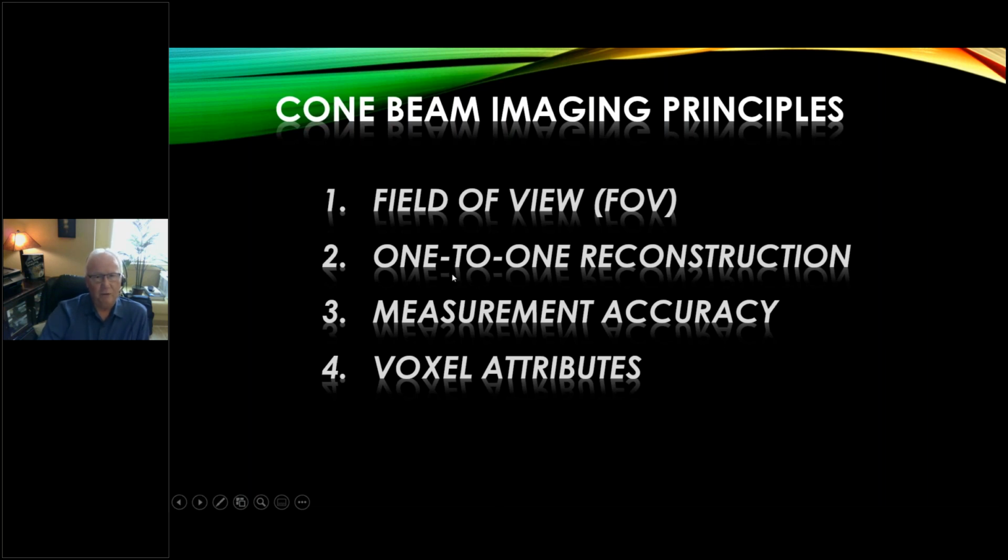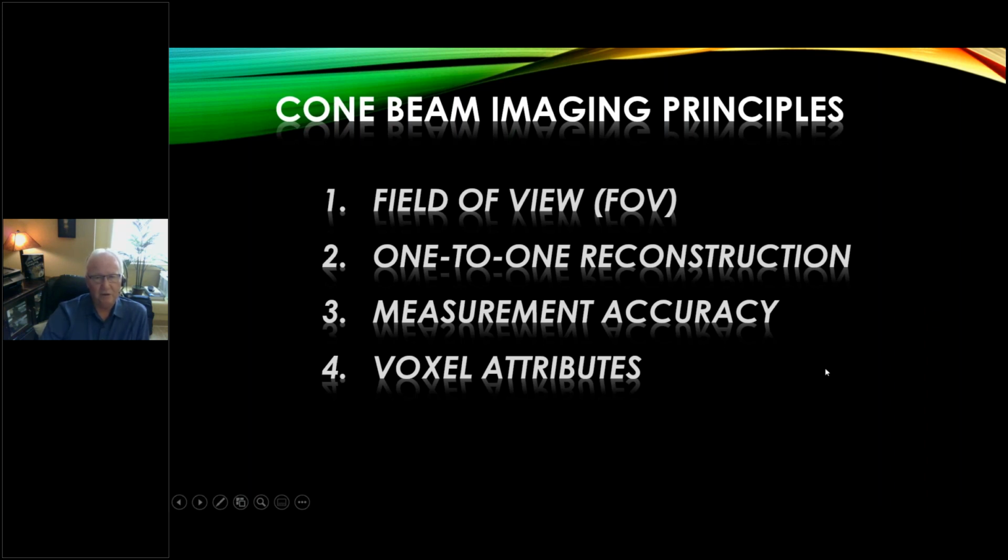So field of view is important. All images, doesn't matter if it's cone beam or conventional CT, are reconstructed in a 1-to-1 ratio, so there's absolutely no image distortion. The measurement accuracy is to 0.1 millimeters. It's how much a click of a mouse is on your mouse, or how much shake is in your mouse.